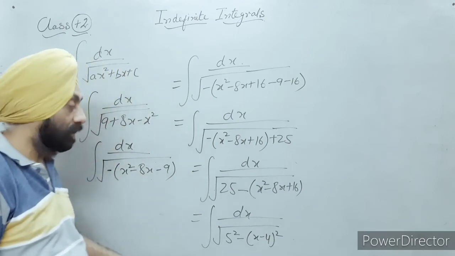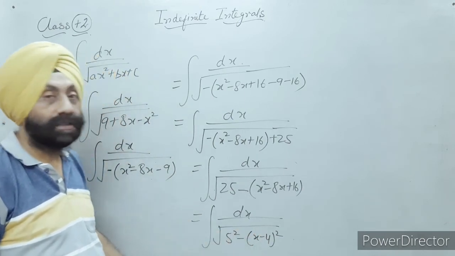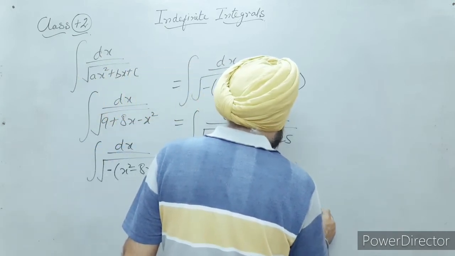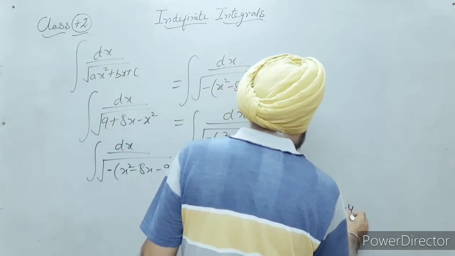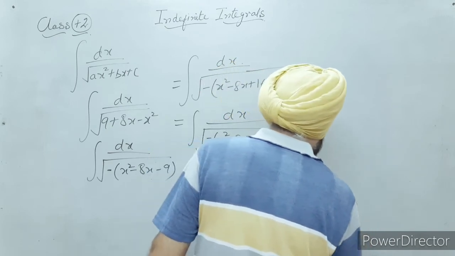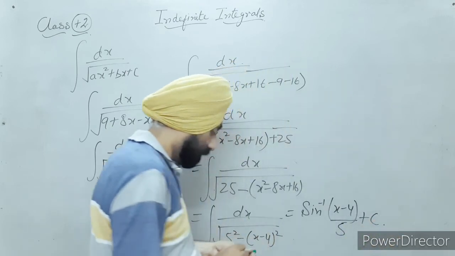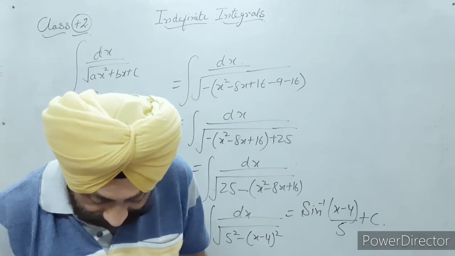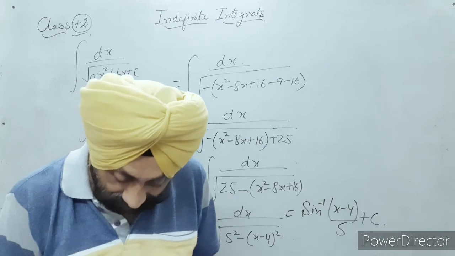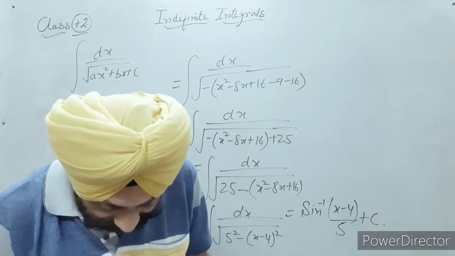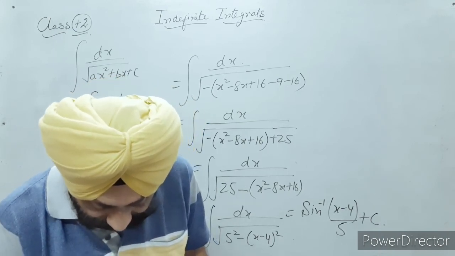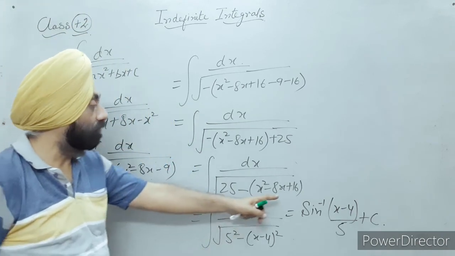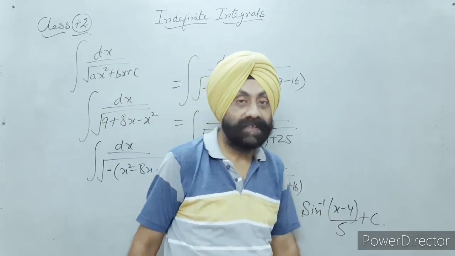Now again the same formula, under root of a square minus x square. Apply the formula. It is sine inverse of x upon a plus c. This is the answer of this sum, right? Let me check the answer, please. It's sine inverse of x minus 4 by 5 plus c.